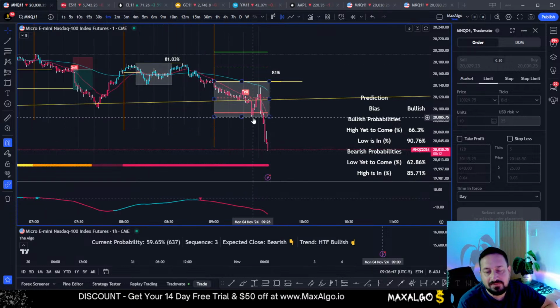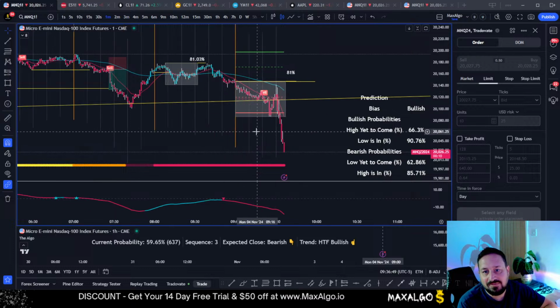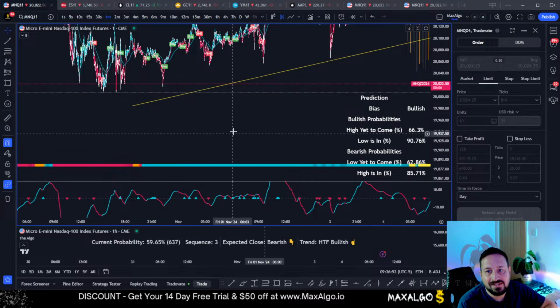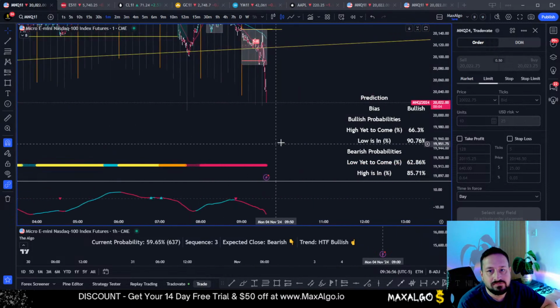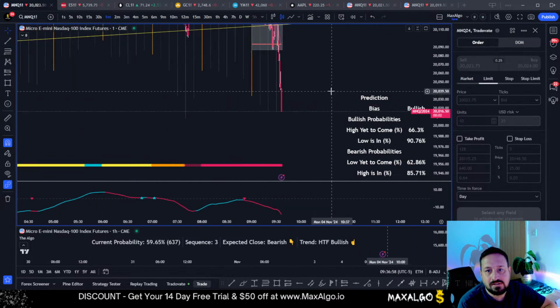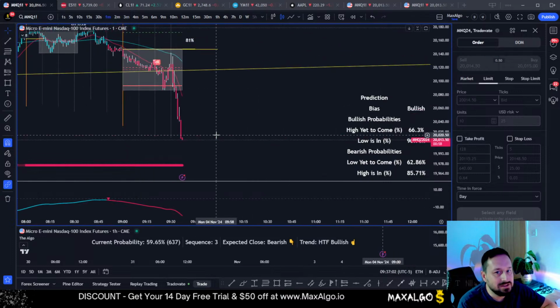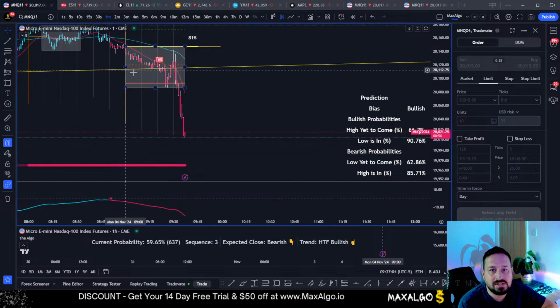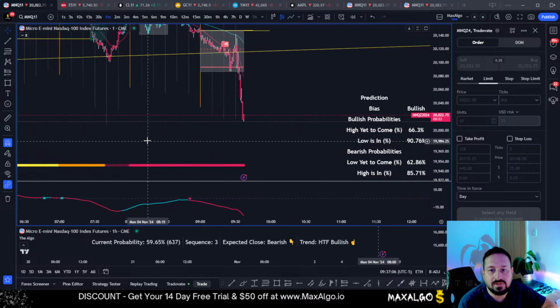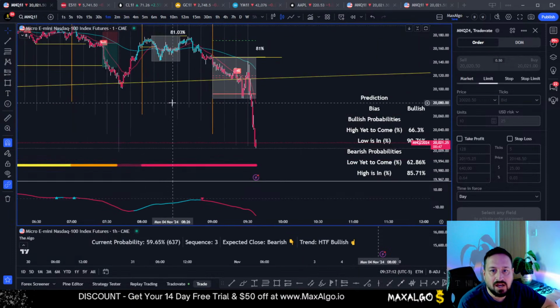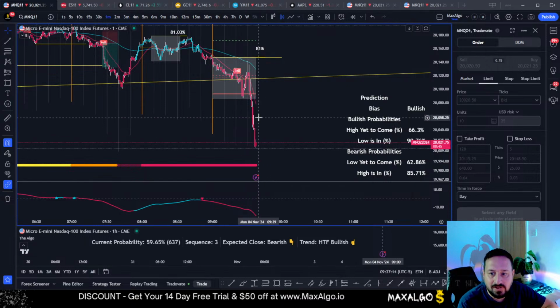Am I upset that what I was hoping to be able to get in on is happening? No, it's okay. We catch these all the time with Max Algo because this is what it's built to do. Built to catch these moves. I don't want to trade a range. I don't want to trade choppy. I want to trade this and make a lot of money.